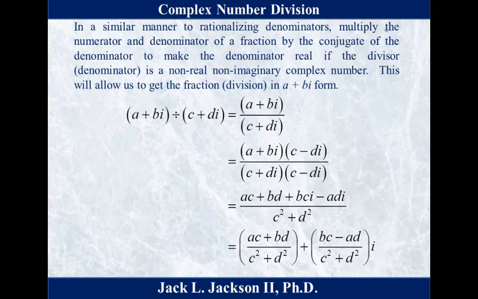So let's put that into play to define division. a plus bi over c plus di. You multiply top and bottom by c minus di, and on the bottom you're going to get c squared plus d squared.